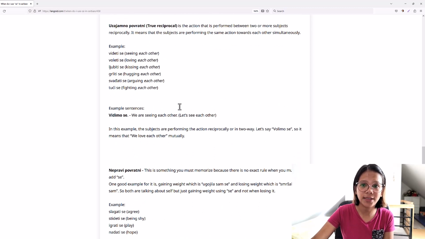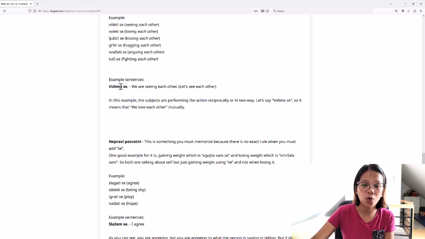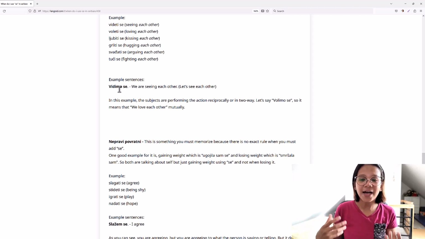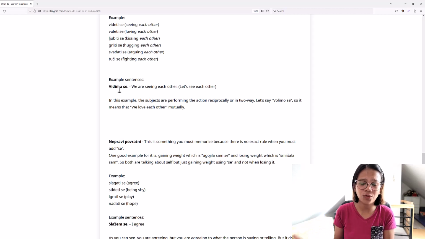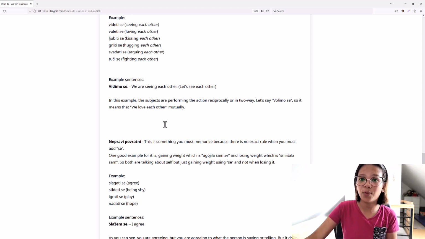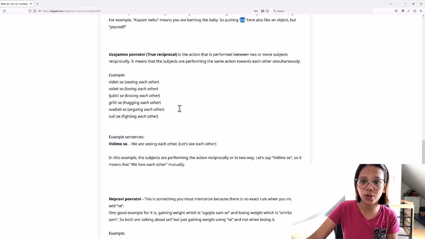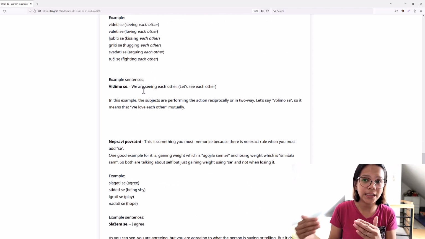I put here the example sentence, which is vidimo se. I suppose this is the phrase which you hear most of the time, the most common phrase. Like for example, you are visiting someone and you need to leave and you say, okay, ciao ciao, vidimo se. You can hear that really often. That is the uzajamno povratni, which is the true reciprocal. Vidimo se, we are seeing each other.